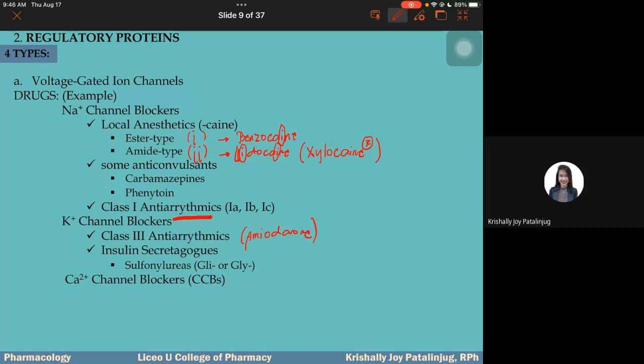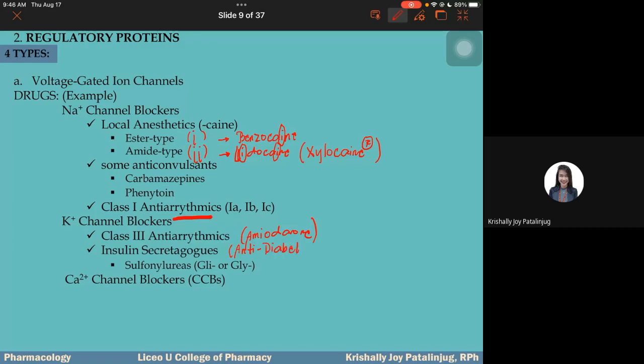Again, we'll have a separate segment wherein I will thoroughly discuss all about anti-arrhythmics. That's part of cardiovascular drugs. Okay, so just know for now that they are examples of protein-targeting drugs. They target these voltage-gated ion channels. Another example, insulin secretagogues. These are anti-diabetics.